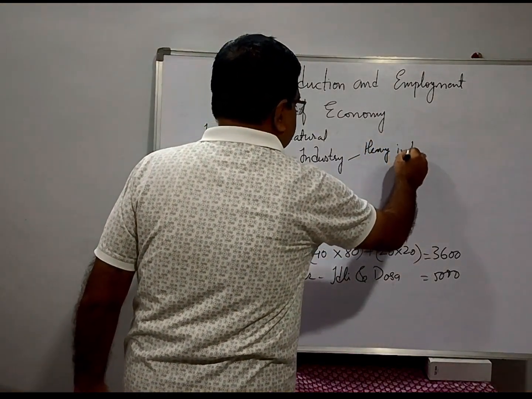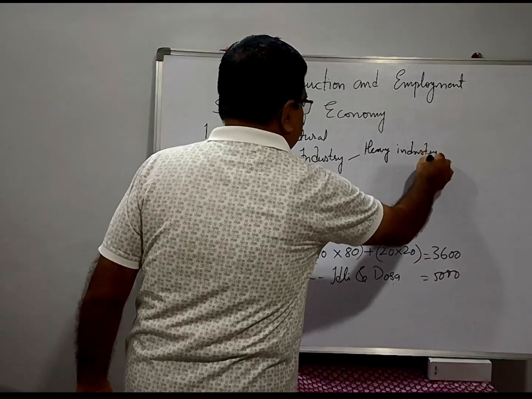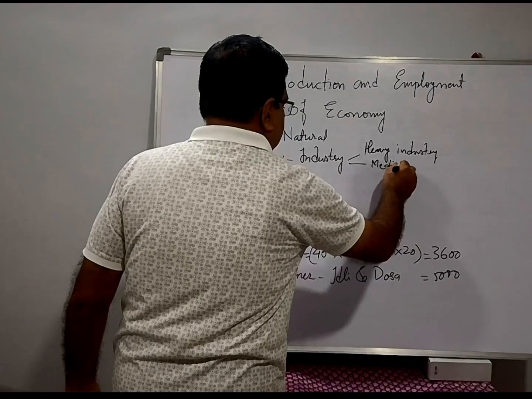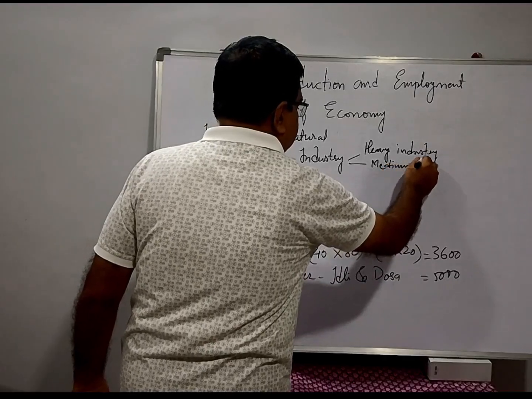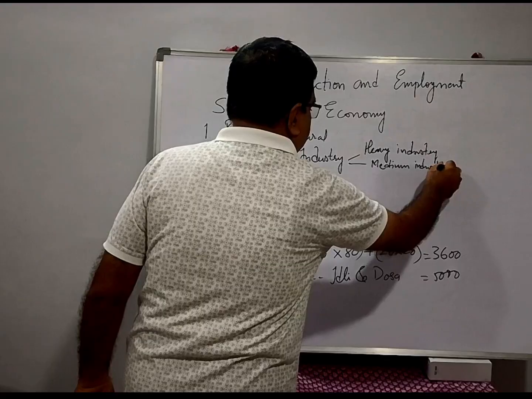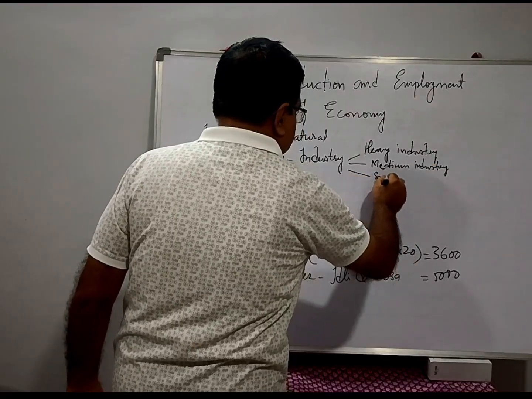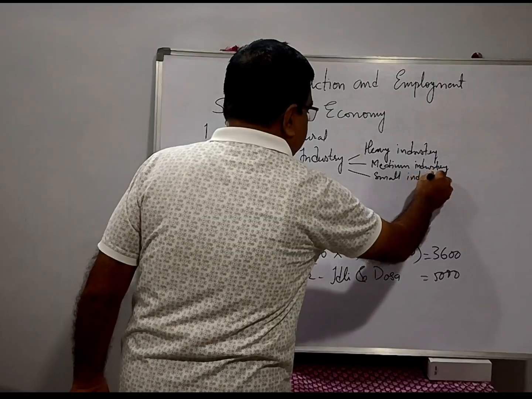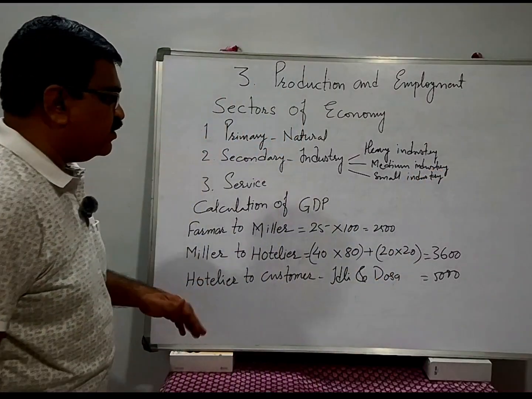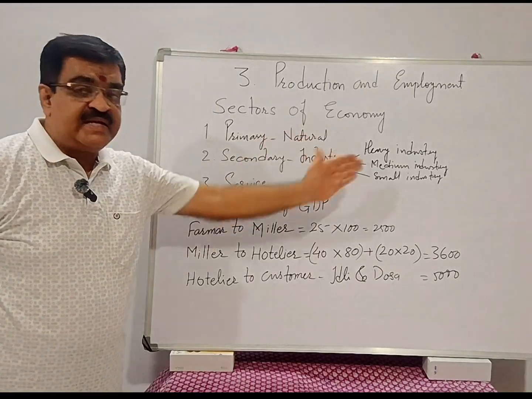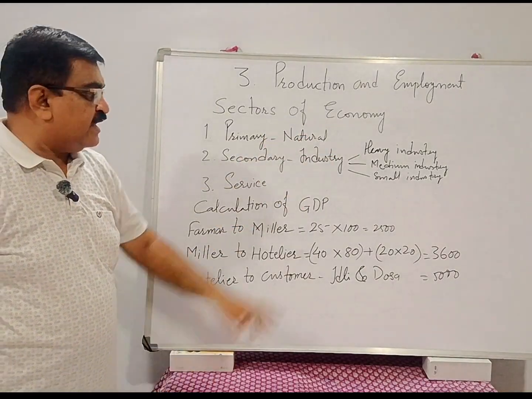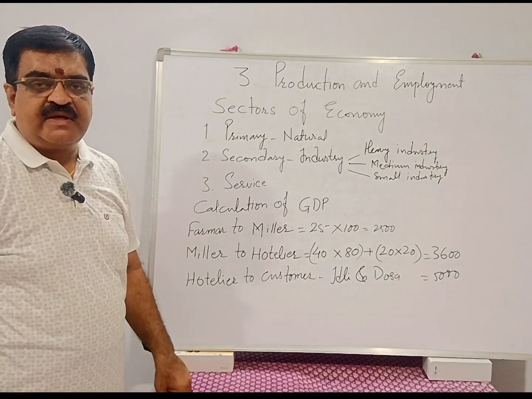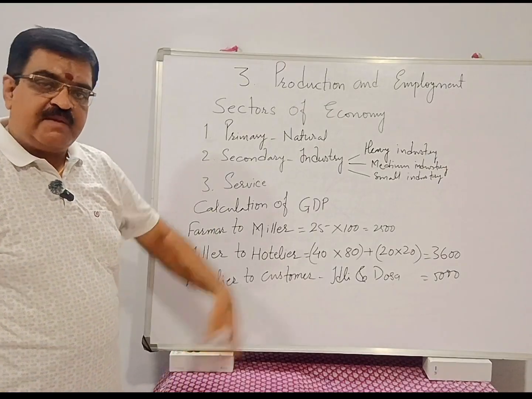Heavy industry means which produces heavy goods. It may be medium industry, or it may be small industry. But whenever any good or any final product is produced by converting raw material into finished product, that work takes place in industry. Now if anyone wants to produce a JCB, can they produce it at home?